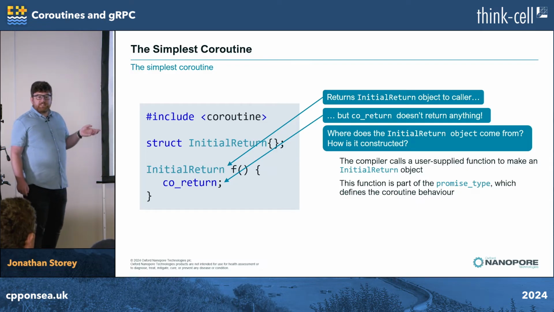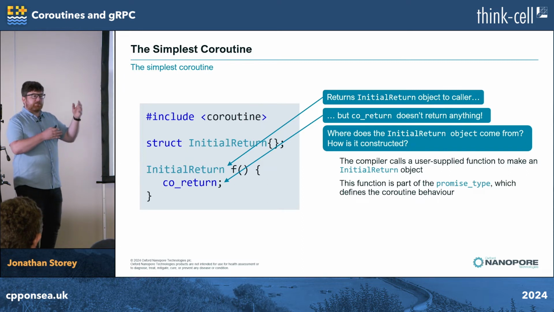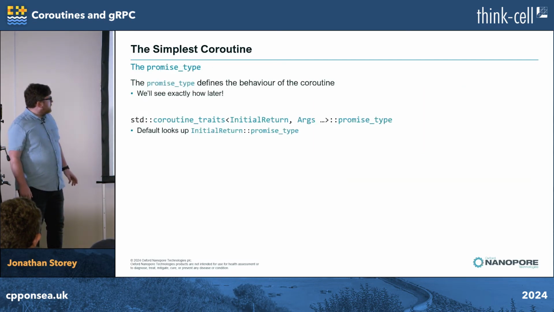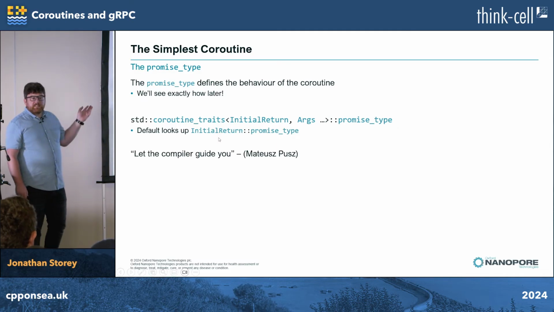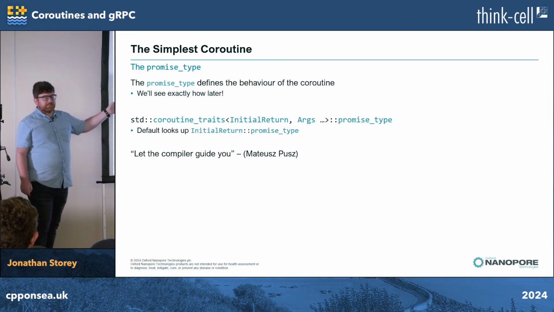And this function is part of the promise type. And we're going to dig into the promise type. And the promise type defines the behavior of the coroutine. So it says what happens when the coroutine is first called, what happens when you hit a co-return statement. So the compiler looks up the promise type by looking up std coroutine traits with your initial return type and the args. And by default, it looks up the promise type inside this initial return type. And so that's why I said before that the initial return type defines the coroutine behavior, because it looks up the promise type based on the initial return type.